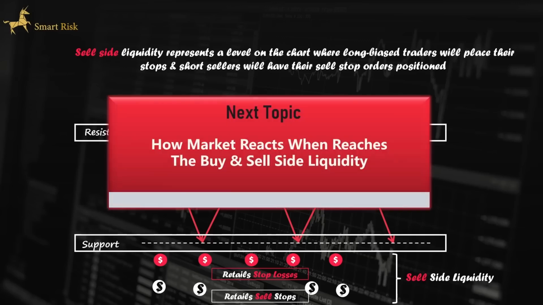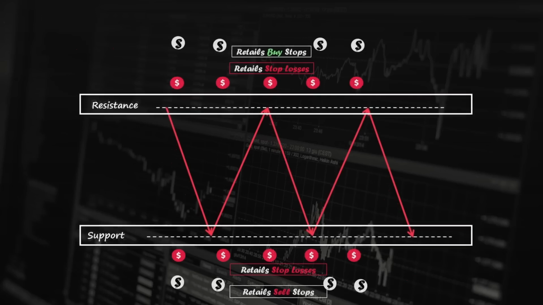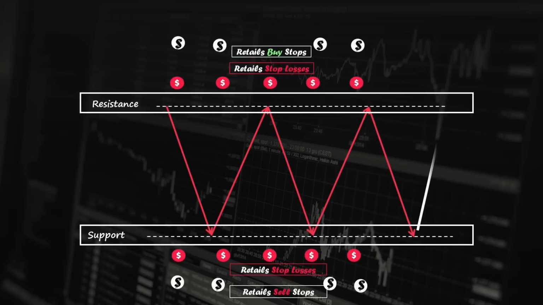Now let's see how the market reacts when it reaches the buy and sell side liquidity. Let's say the price is moving towards equal highs, and retail traders are selling as the price reaches the resistance level, placing their stop losses above it.